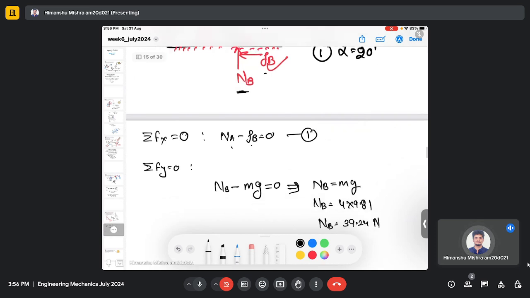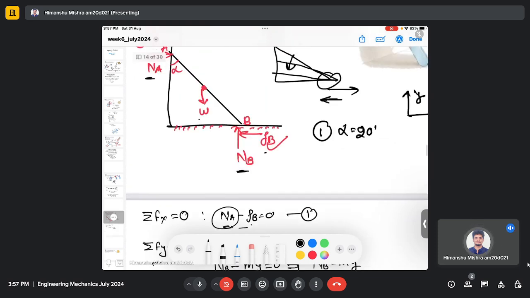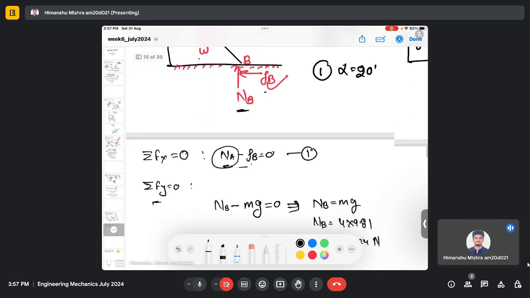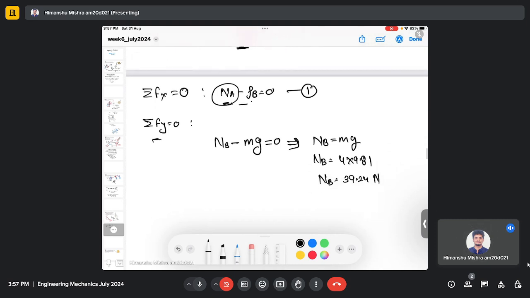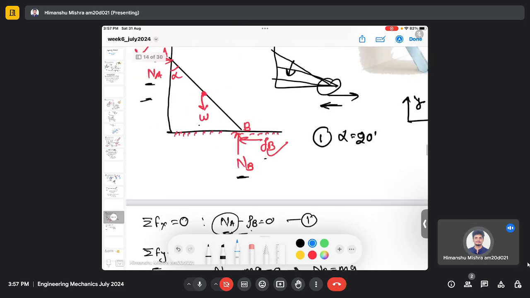To find the FB, even if we use the force balance analysis in the vertical direction, we couldn't find the unknown reaction NA, because this normal reaction NA is acting in the horizontal direction, the x direction. So then we will use the moment equilibrium equation. If we take the moment at point B and equate it to 0, so at point B I am taking the moment here.